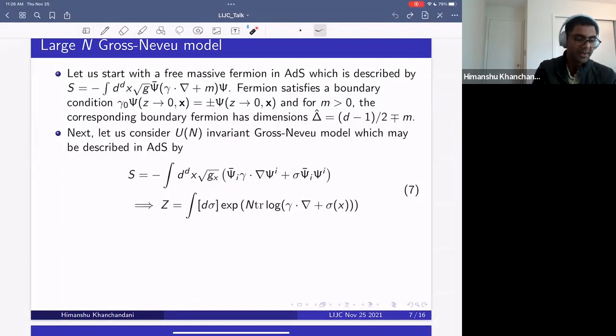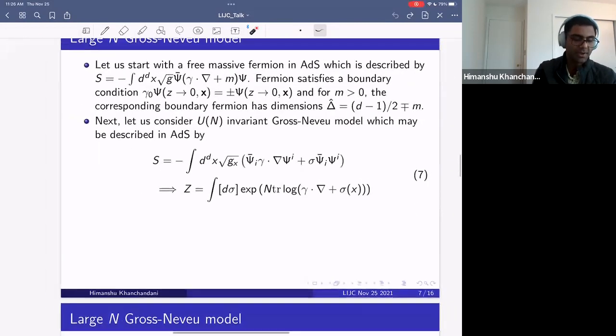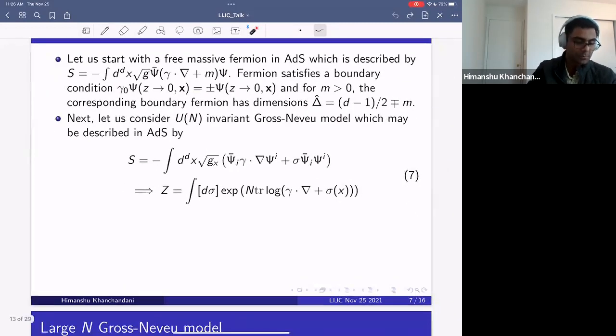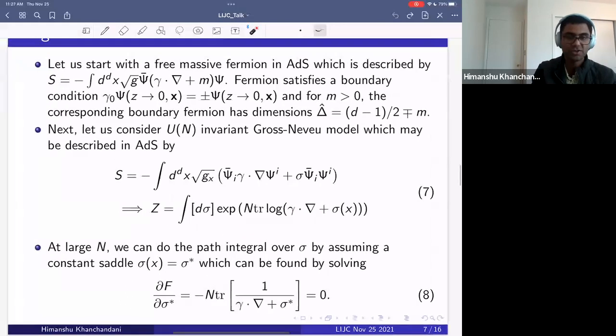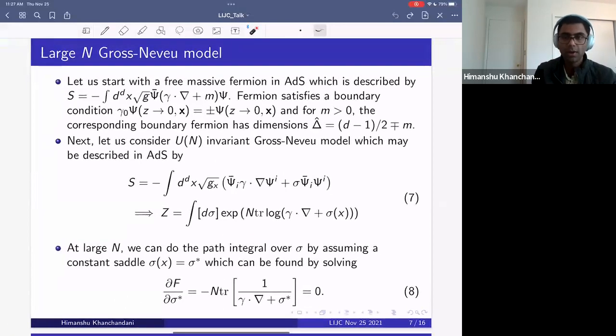So we can integrate out the fermions and get an effective action in terms of sigma. Since the fermions appear quadratically, we can do that. And then at large n, we can do the path integral over sigma by assuming a constant saddle point for sigma. Now in flat space, the saddle point would just be sigma equals 0, and that would be the solution at large n. But in AdS or in half space, there could be a non-trivial value of sigma.